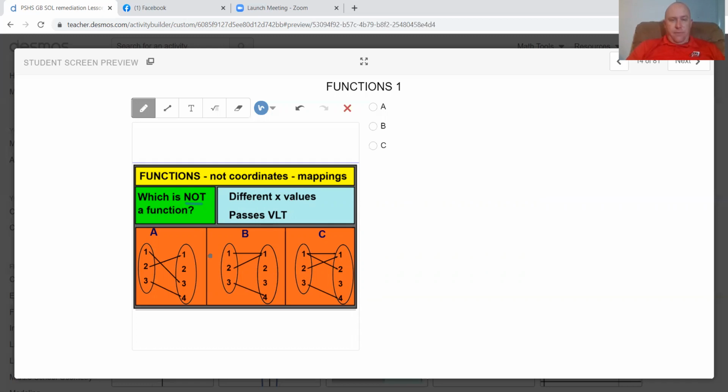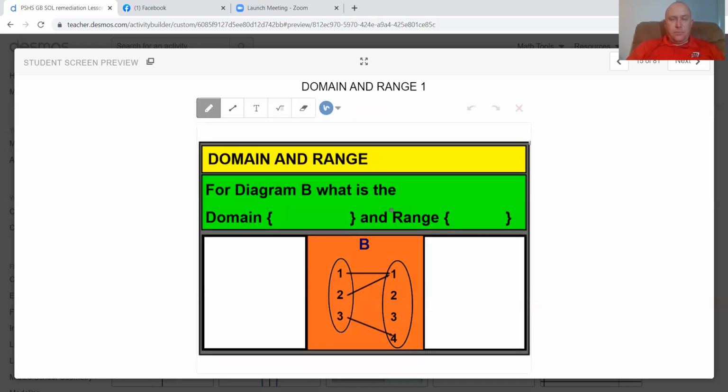So this one, we're looking for different x values. For mappings, you're just looking at how many lines come from each one. There's just one from this one, just one, just one, just one. We're not worried that 2 go to a y value. We're just looking at the x values. And if you look at graph C here, you can clearly see that there are 2 lines coming from 1. For that reason, I would select C. C is not a function because there's a repeat x value there.